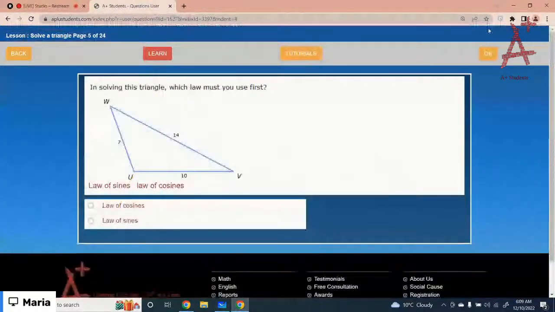Okay. In solving this triangle, which law must you use first? So you are given all three sides. So when you are given all three sides, which law is easy to use? When you are given all three sides, using the cosine law is easy. Got it? Because if you are not given any of the angles, you cannot use the sine law. Because you have so many unknowns in that case. But you are given all three sides, so working with the cosine law is easy in this case. Got it? So it will be the law of cosines. Got it?